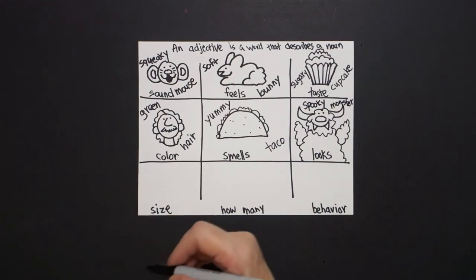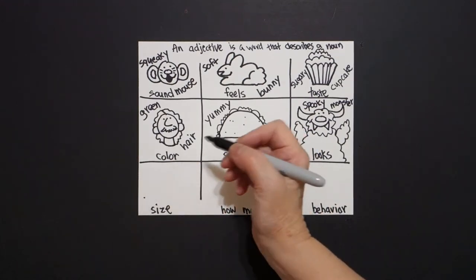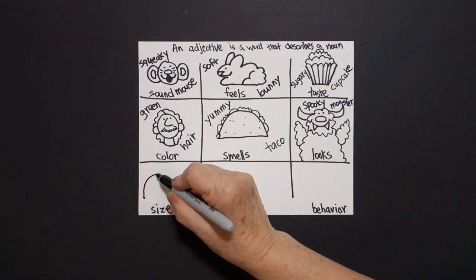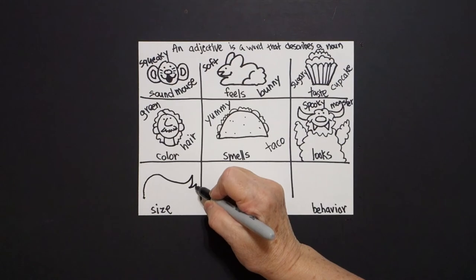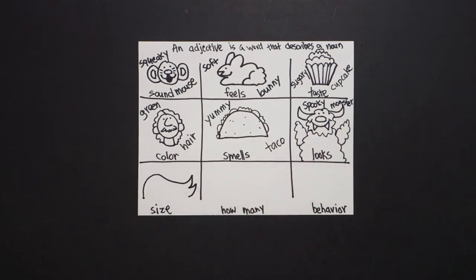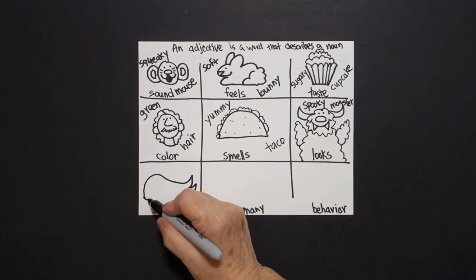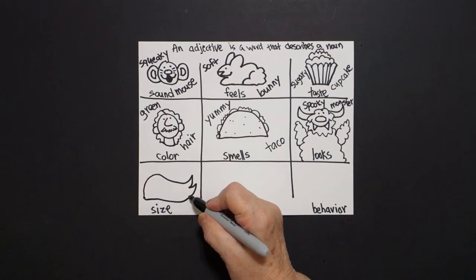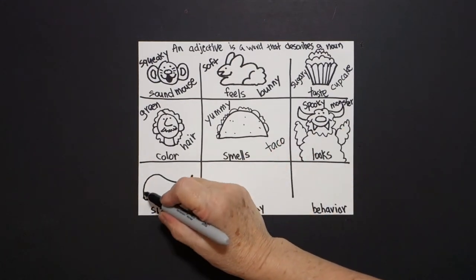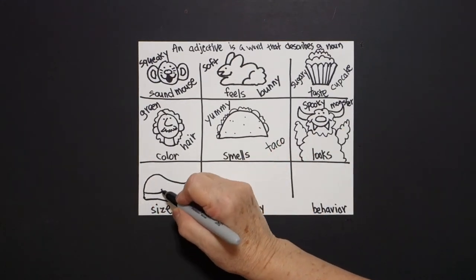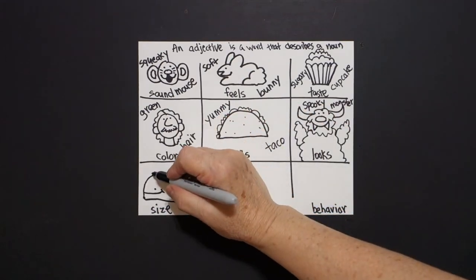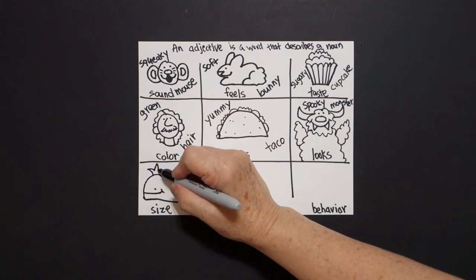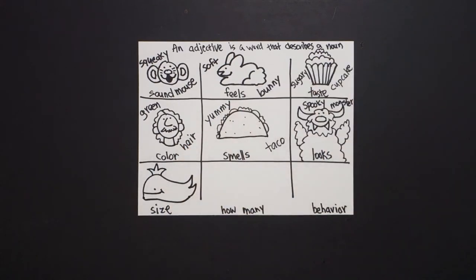Now come down over here for size. Put a dot. Big curve line up. Curve line in, out. Leave it floating. Come back to the dot. Big curve line up, connect. Right here, curve line, little curve line, dot, come up on top, curve line out, up, connect.